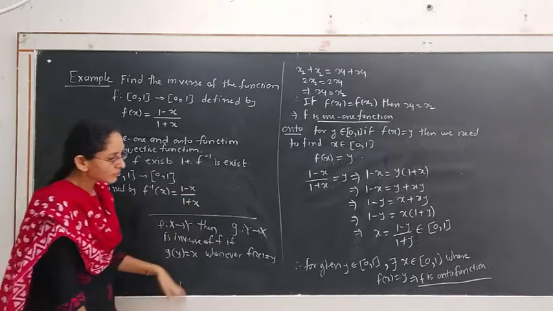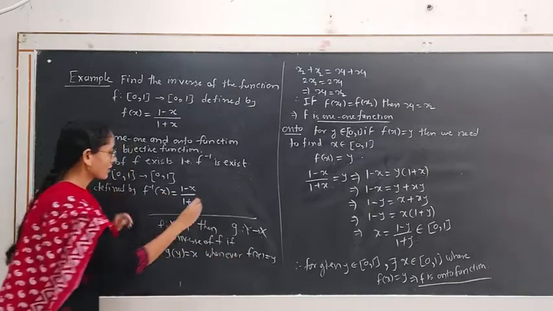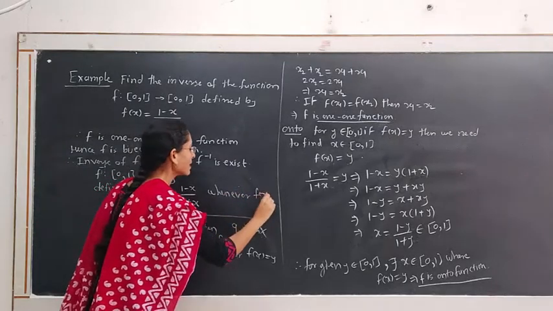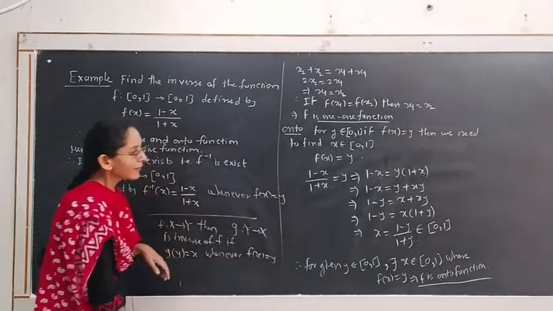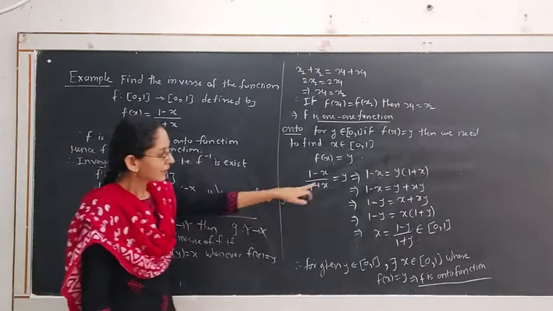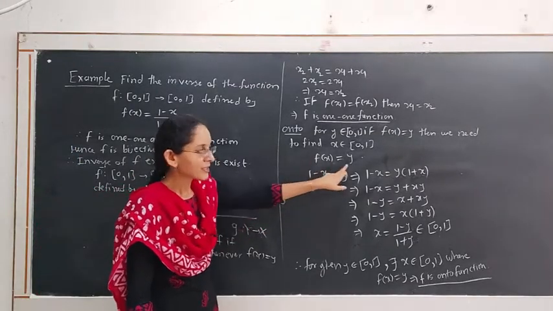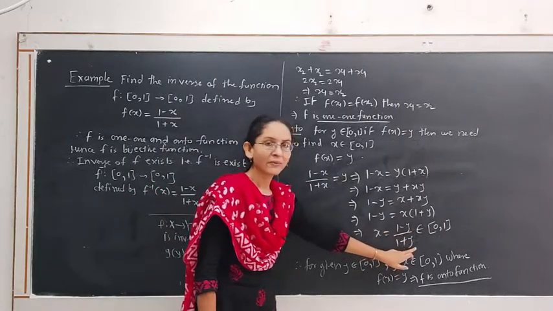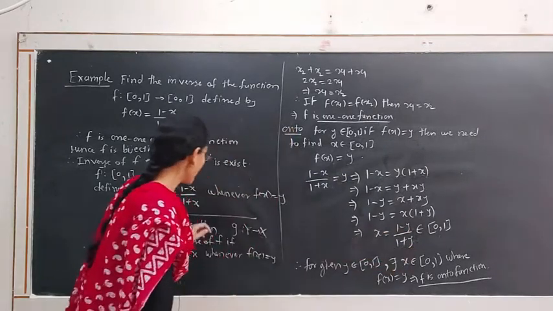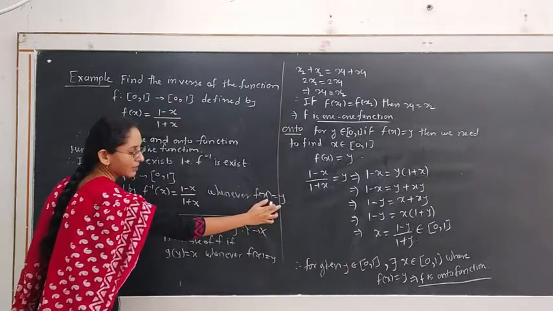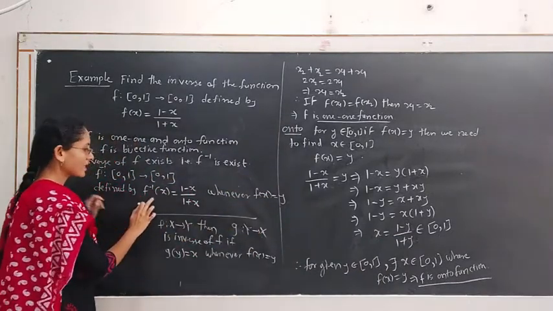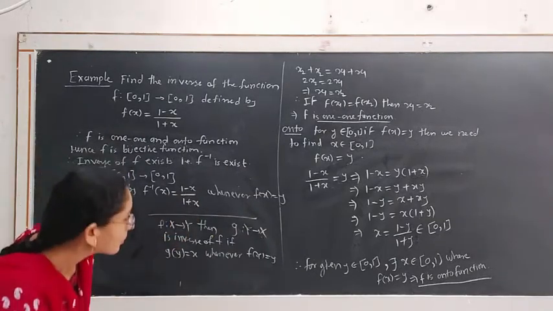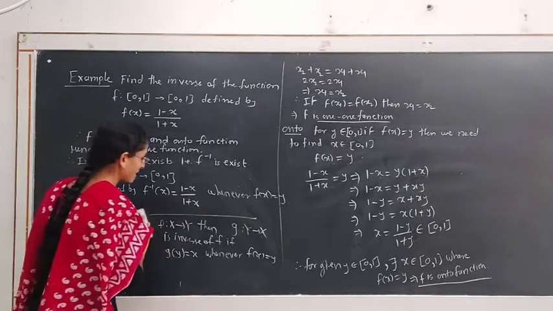Why? Because it gives whenever f of x is equal to y. If we consider f of x is equal to y, then from that equation, we are getting the value of x as 1 minus y upon 1 plus y. Therefore, if f of x is equal to y, then f inverse of x is 1 minus x upon 1 plus x. See, what is this value? 1 minus x upon 1 plus x.